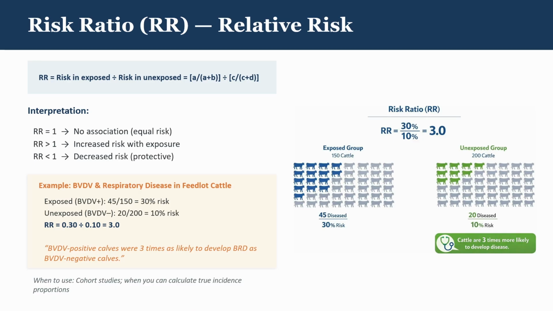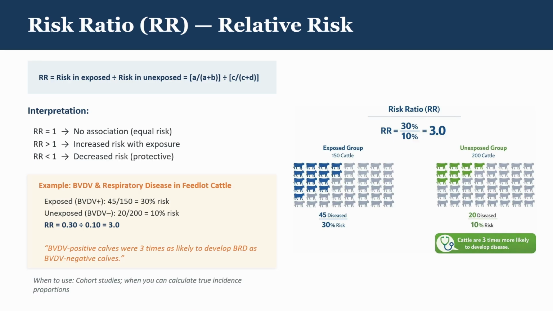The risk ratio, also called relative risk, is the most intuitive of the three measures. It's simply the ratio of the risk of disease in the exposed group to the risk of disease in the unexposed group. In our example, BVDV positive calves had a 30% risk of developing BRD. BVDV negative calves had a 10% risk. Relative risk equals 0.3 divided by 0.1, which equals 3. How do you interpret that? You say it out loud. BVDV positive calves were 3 times as likely to develop BRD as BVDV negative calves. That's it. Simple, direct, and clinically meaningful.